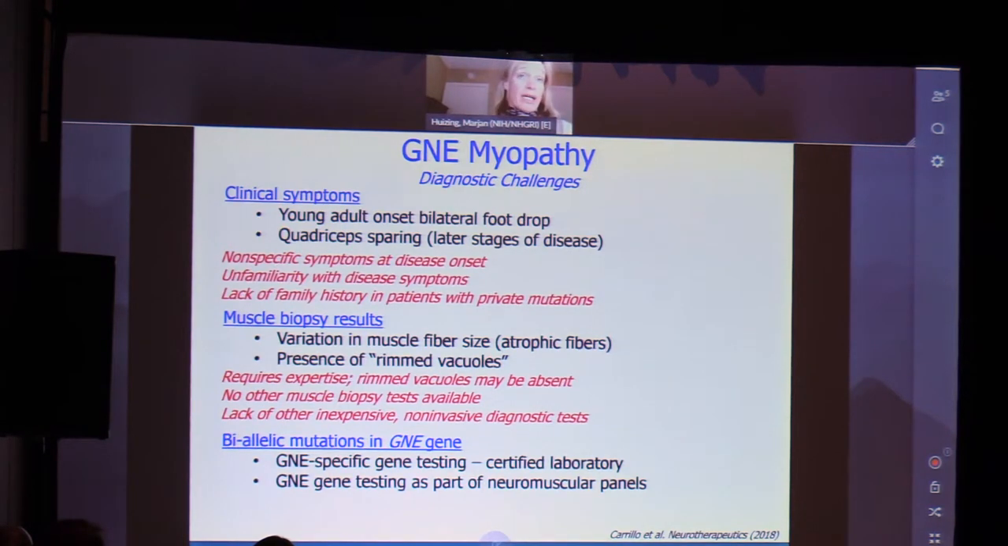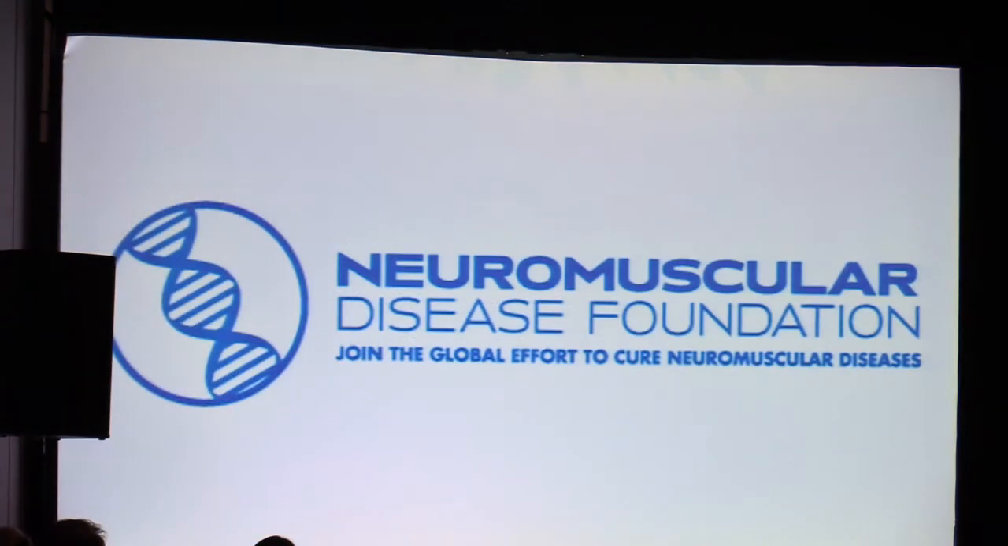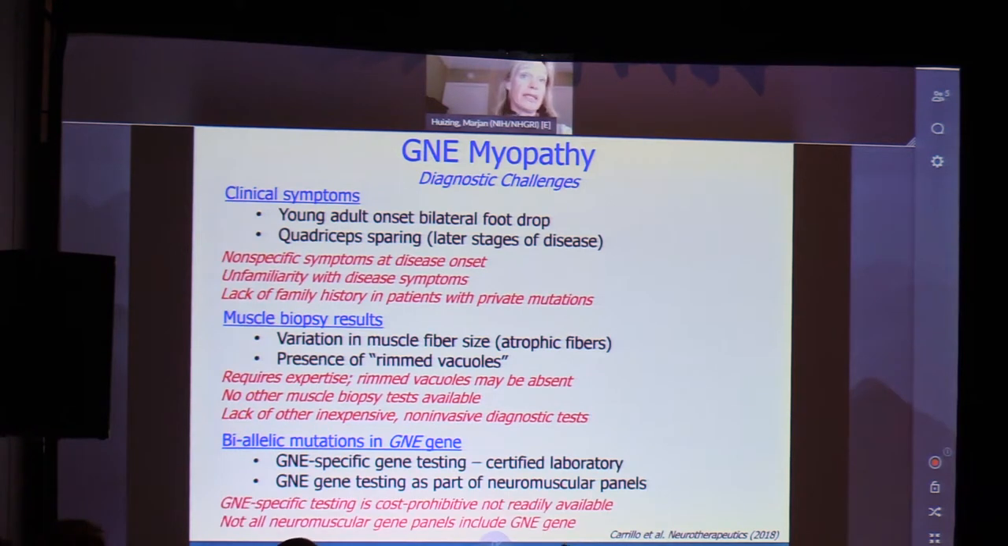And then biallelic mutations in the GNE gene. This requires GNE-specific gene testing, preferably done by a certified laboratory, or gene testing as part of a neuromuscular gene panel. The GNE-specific testing is cost-prohibitive and not readily available, although it is becoming more common now. It is also only ordered by neurologists when GNE myopathy is suspected. So it is not always happening for every patient with young adult onset foot drop.